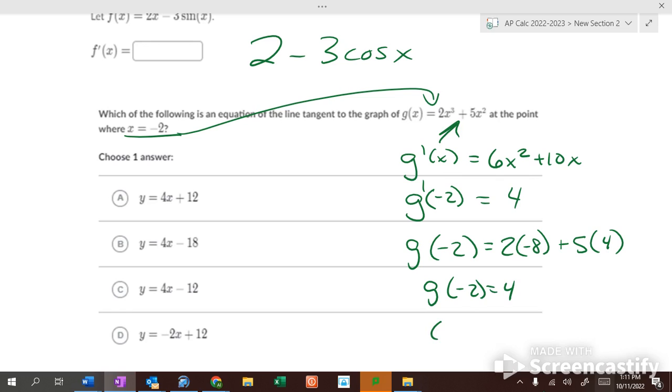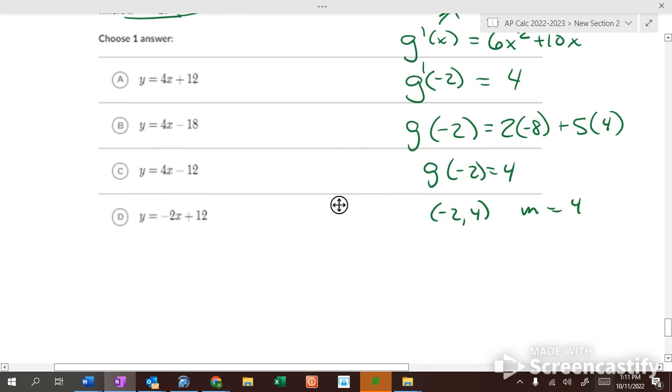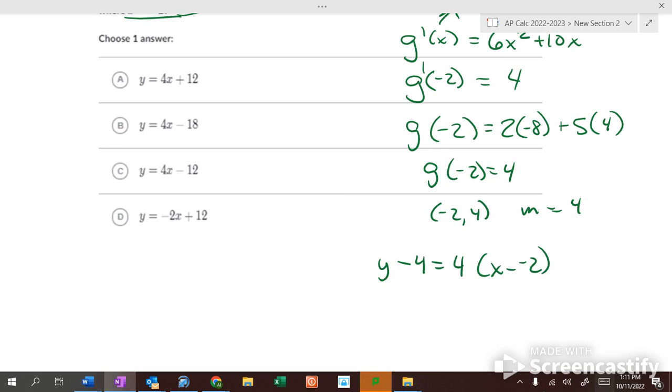So you have your point is negative 2, 4. Your slope is 4. Put in point slope form, y minus y1 equals your slope times x minus x1. So y minus 4 equals 4x plus 8. Add 4, y equals 4x plus 12.